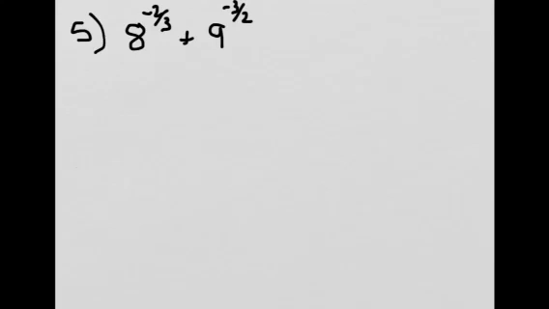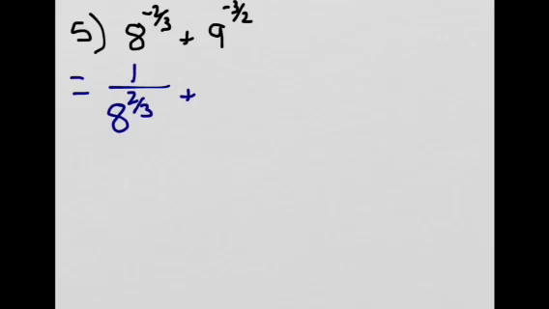In question 5 we're looking to evaluate 8 to the power of minus 2 over 3 plus 9 to the power of minus 3 over 2. What we need to do here is deal with the minus powers, and we can deal with that by putting it 1 over. If it's minus on the top, it means it'll be a positive power on the bottom. So it'll be 1 over 8 to the power of 2 over 3, plus, I'll let you do the second one.